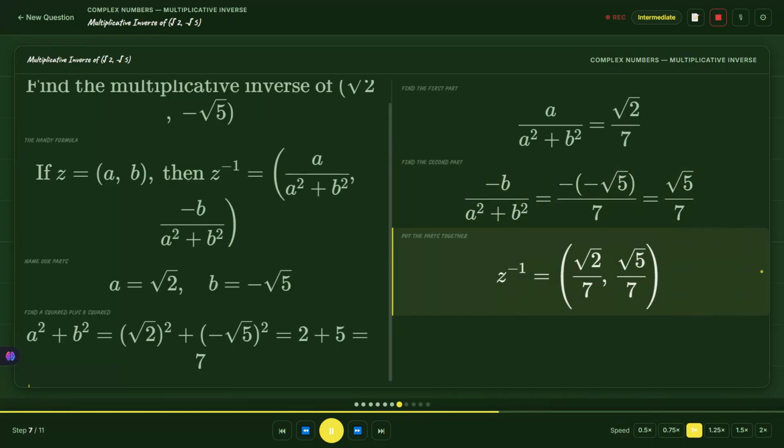Let's put both parts together now. The first part is root 2 over 7 and the second part is root 5 over 7. That's our multiplicative inverse.